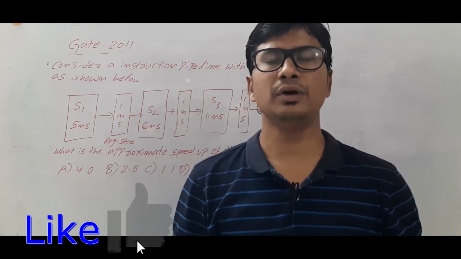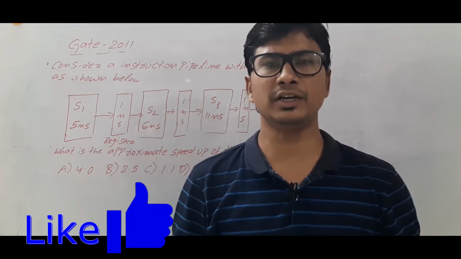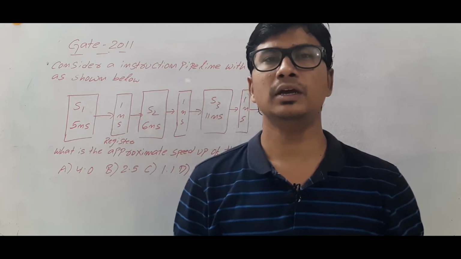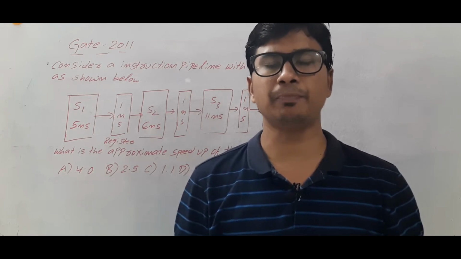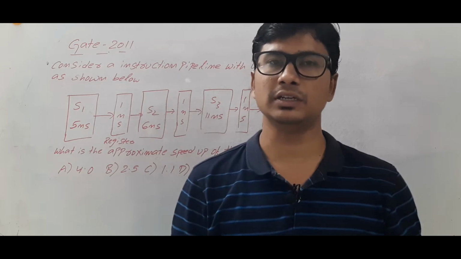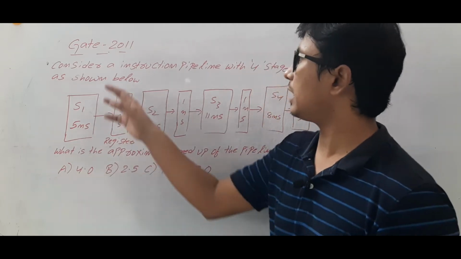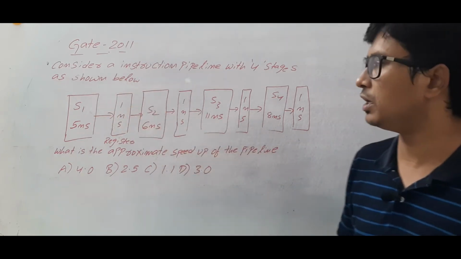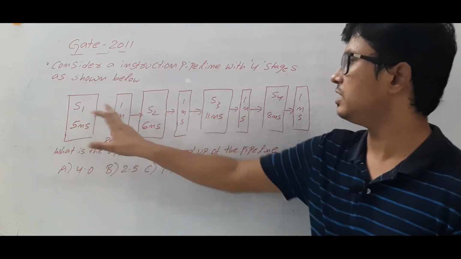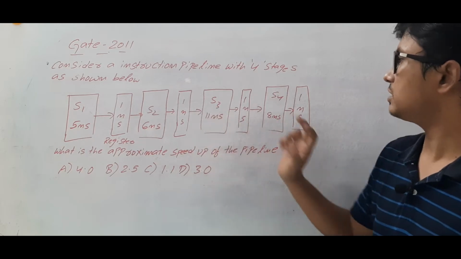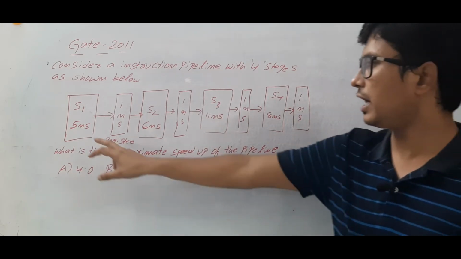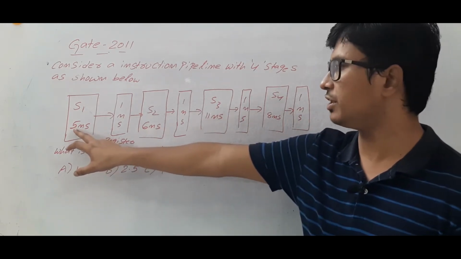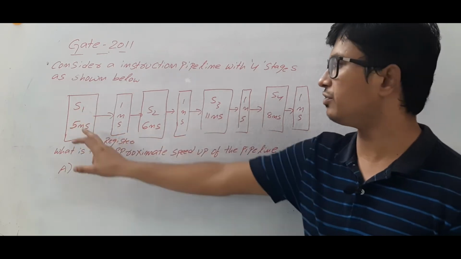In this video, I want to discuss one of the GATE questions which came in the year 2011 regarding the pipeline. Let me read out the question, then we will solve it. Consider an instruction pipeline with 4 stages as shown below. They have given 4 stages: stage 1, stage 2, stage 3 and stage 4. And even in the diagram itself they mention what is the delay of each stage.